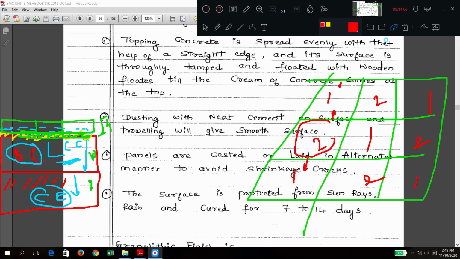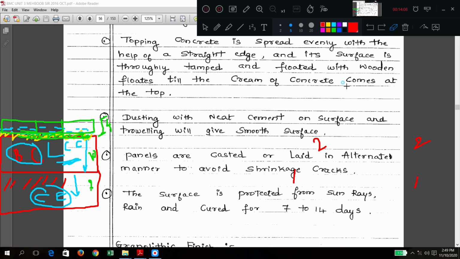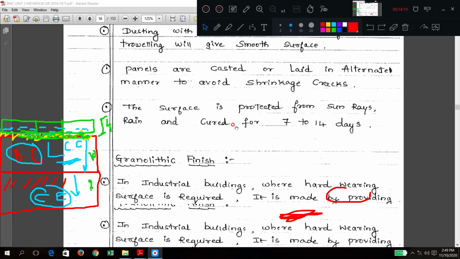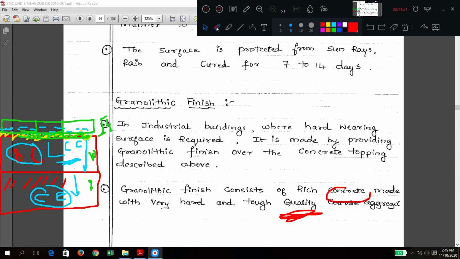Obviously, the last one will be what? What is the last one? Curing. Very important. Yes. So protect it from the sun rays and cure it for 7 days, 7 to 14 days.